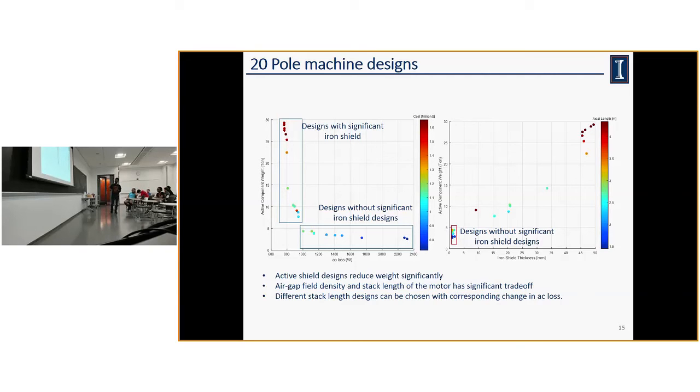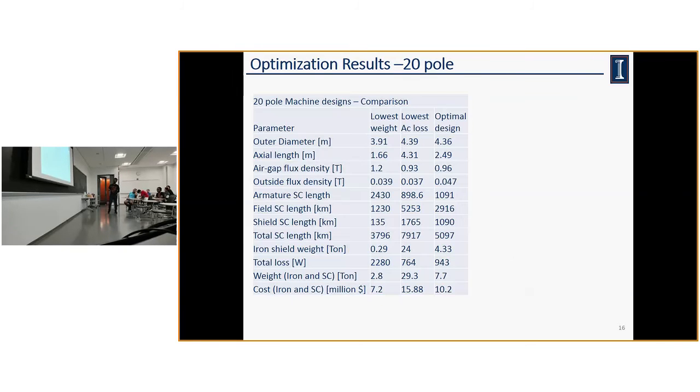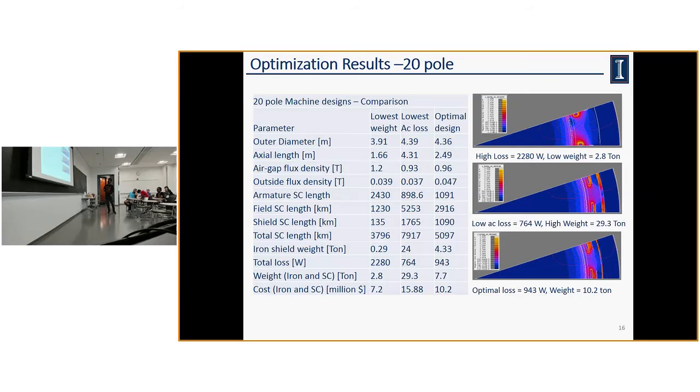But then what are the parameters affecting the AC losses? The AC losses are affected by the air gap field density and the stack length of the machine. These are the two parameters that heavily affect the AC losses. So here I have a comparison of 3 different extreme designs. One is the lowest weight. I can go ahead and design a 2.8 ton machine. It's the lowest weight design, but the losses are very high. And you can see that when we go for a low weight, there's no iron shield.